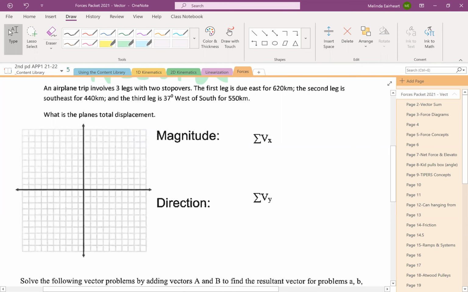An airplane trip, or if you hate airplanes, a train trip, a car trip. Maybe you're walking. That part doesn't matter, okay? We've got 3 legs or 3 parts to the trip with 2 stopovers, 2 pit stops, right? The first leg is due east. East. Okay, so we've got a quadrant system here, an XY chart.